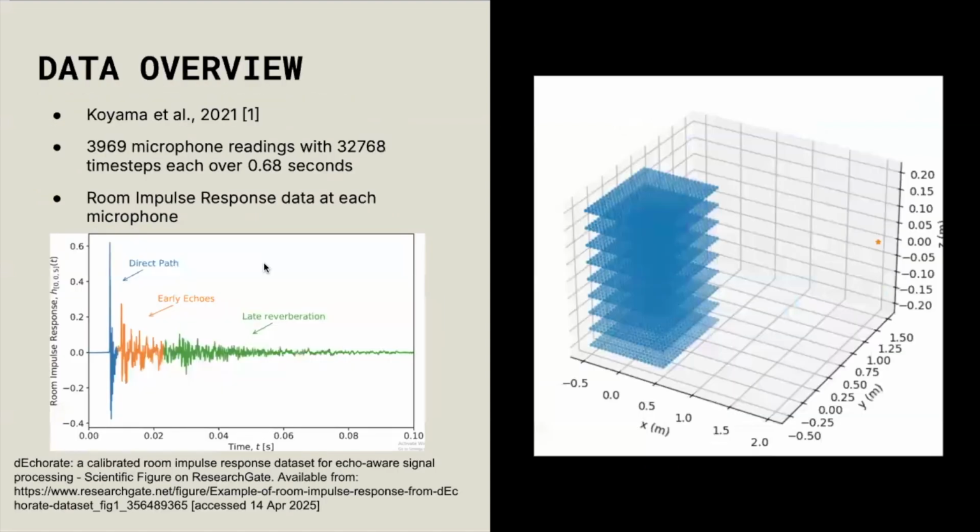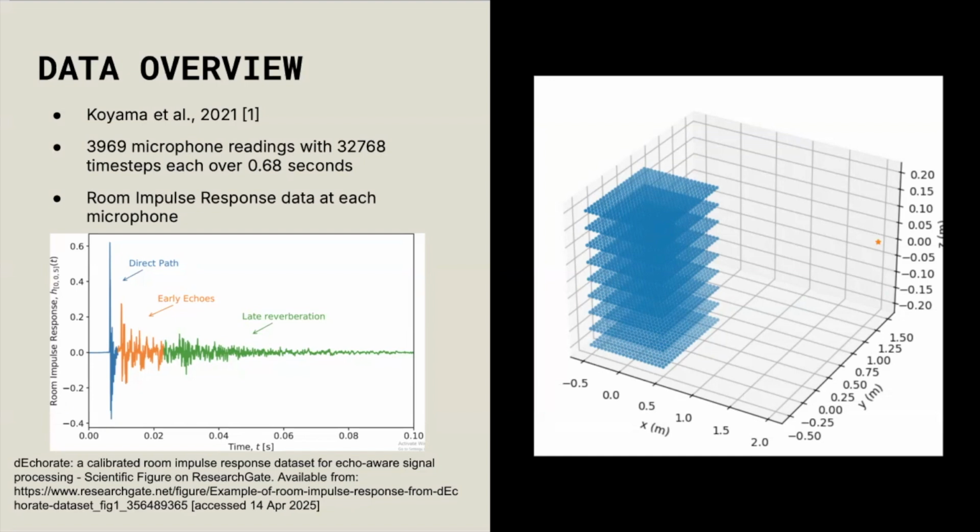Here's a brief overview of the data we used. It comes from work done by Koyama et al. In their work, they used 3,969 microphones, shown in this figure to the right, to take nearly 33,000 pressure measurements per microphone over a time period of 0.68 seconds. Together, this data constitutes a room impulse response, or RIR, for every microphone, an example of which is shown in this bottom left figure. As this figure shows, RIRs contain data about not only the source sound, but also any echo and reverb due to room geometry.